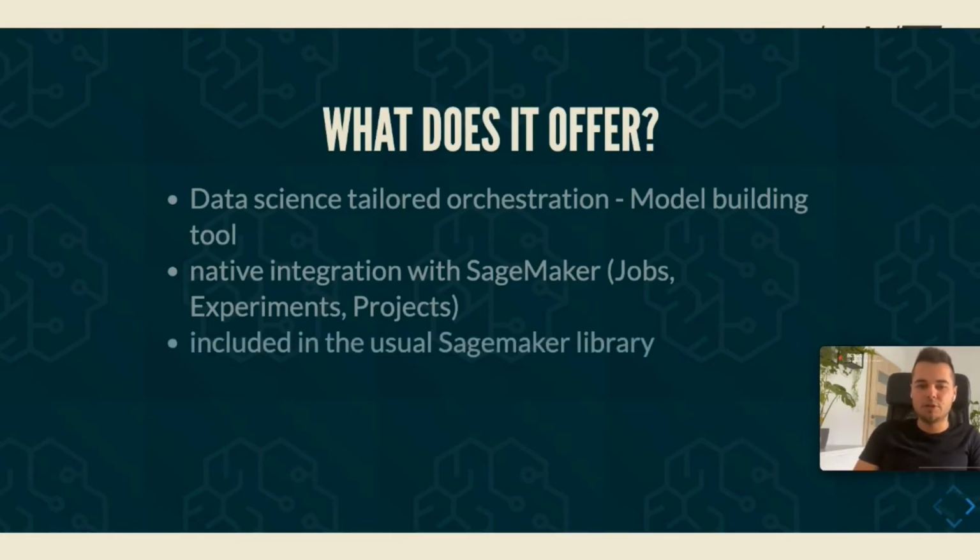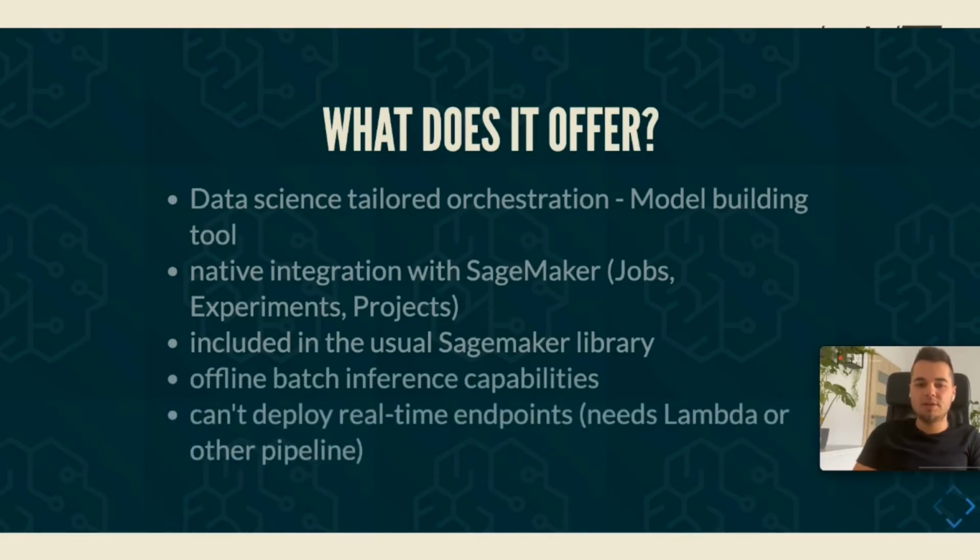It's included in the usual SageMaker library, and generally speaking, it's natural for a data scientist to use it. It has some offline batch inference capabilities, but then it cannot deploy real-time endpoints. It needs a Lambda call or another pipeline to do that. Keep that in mind. But Lambda is usually not a good idea, especially in a multi-account strategy.